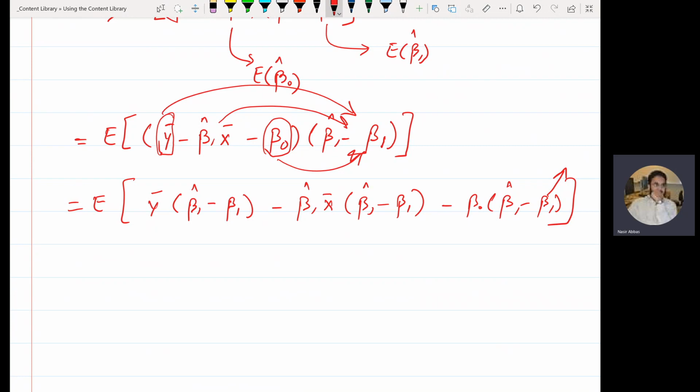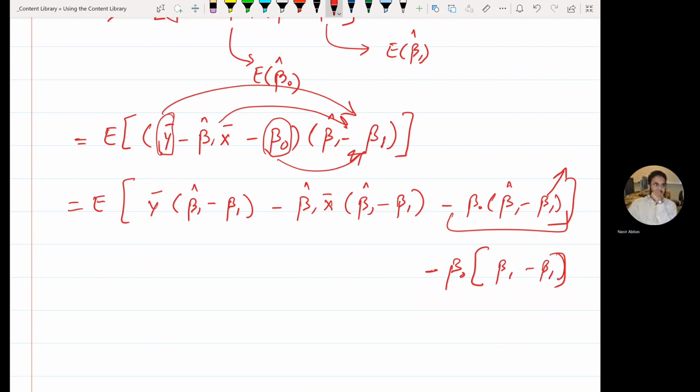We're yet to talk about these other terms. We only talked about this part. As a whole, when you apply the expectation, this will be minus beta naught times beta 1 minus beta 1, and this will go to 0.